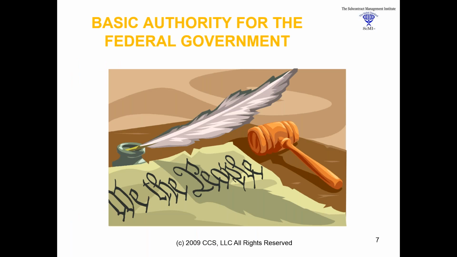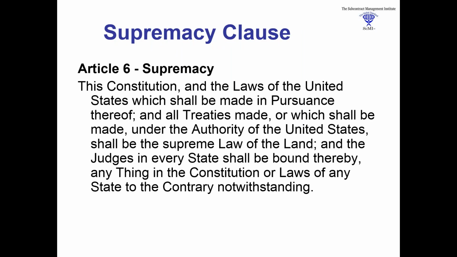And the starting point, whenever you're working with the federal government, is the Constitution. The Constitution is the charter, the founding document that creates the government within which we function. The federal government exists because the Constitution says it exists. But for that, we would not have a government. Now, there's a clause in the Constitution, and it's called the Supremacy Clause.